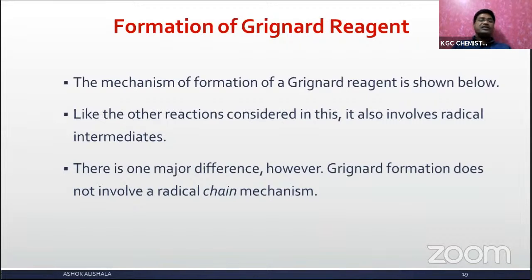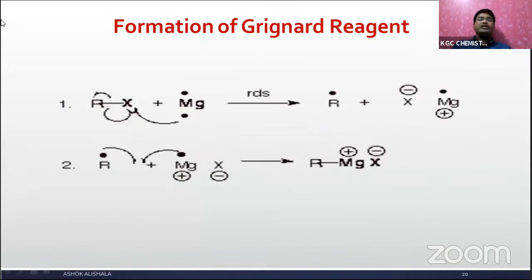However, Grignard formation does not involve a radical chain mechanism. It is a non-chain radical reaction. See, this is how a Grignard reagent is formed. This is the alkyl halide. First, an electron is transferred from magnesium to the halogen.